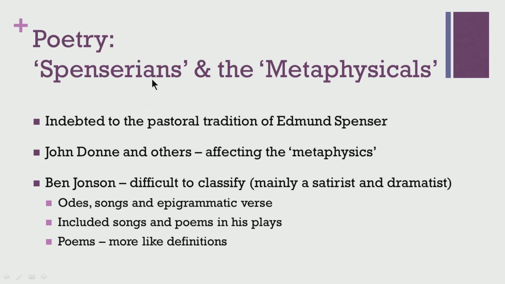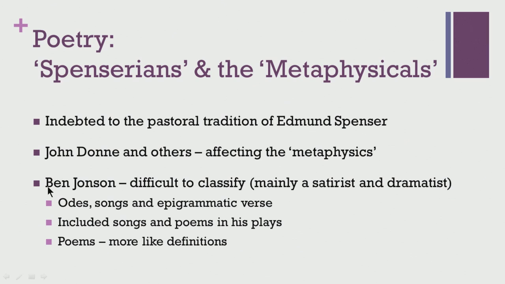Now we come to talk about poetry. In poetry, there were two major groups of people who dominated it. Firstly, the Spenserians, and secondly, the group of poets loosely known as the Metaphysicals. The Spenserians were almost like the Chaucerians of the earlier period. They tried to imitate Spenser, and we find that they were all indebted to the pastoral tradition popularized by Edmund Spenser. And the metaphysical poets included John Donne and a few others, and they were called metaphysicals because they affected the metaphysics. What that is, we will be seeing shortly.